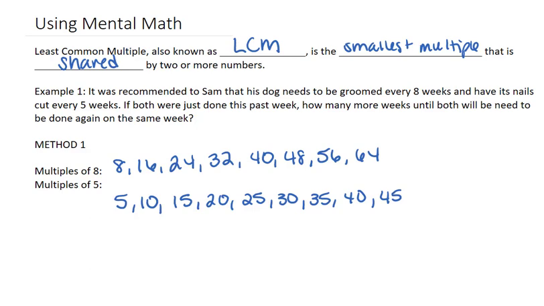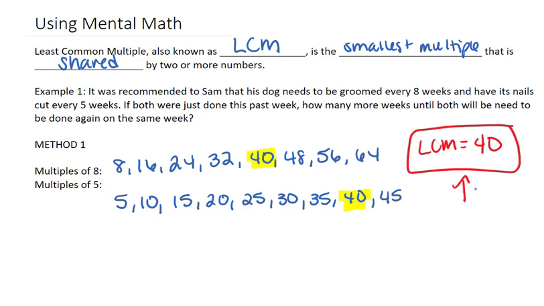Now when we look at both of these multiples, if we're looking for the smallest multiple that's shared between the two, we notice the first number that they share is 40. So our least common multiple then would be 40. So that would be our solution. Now let's go ahead and look at the next example.